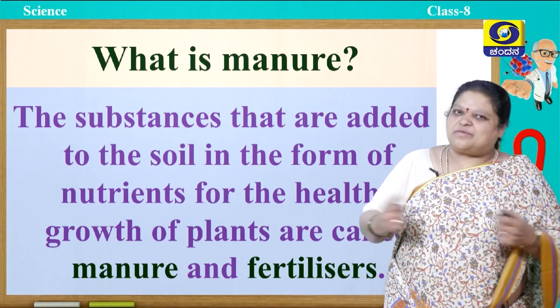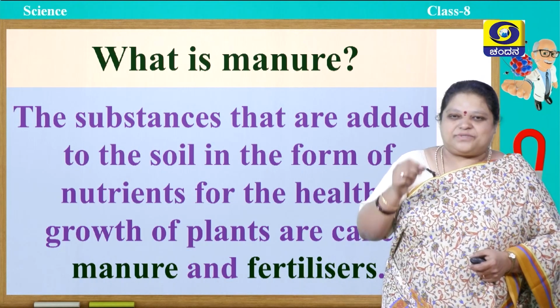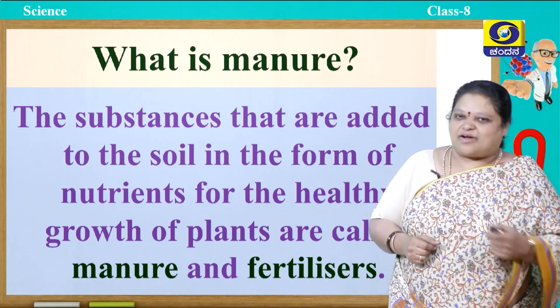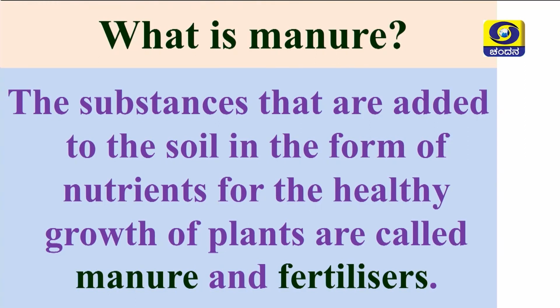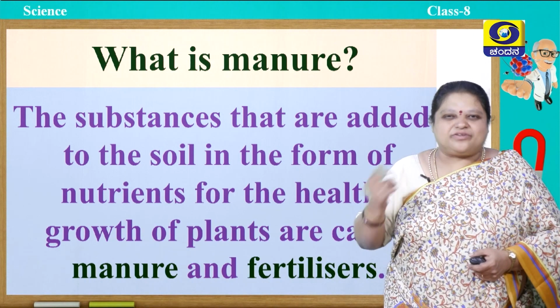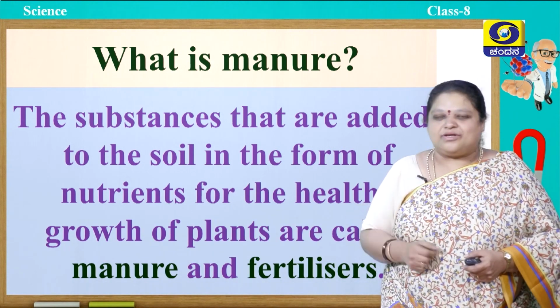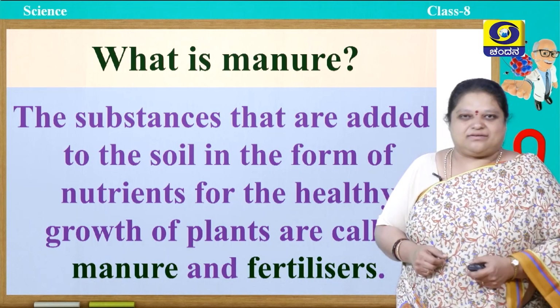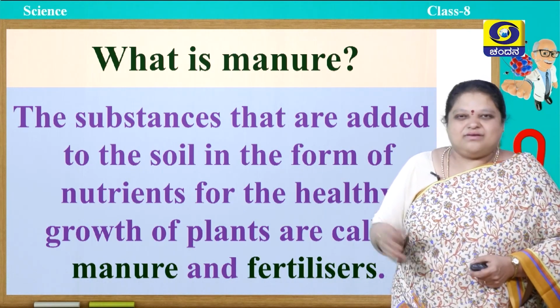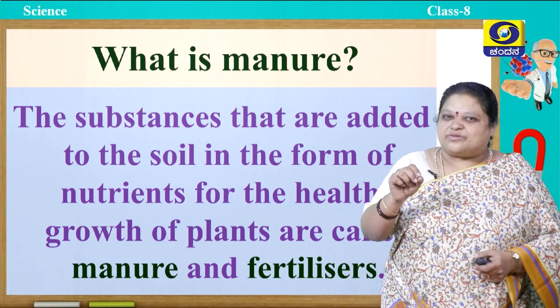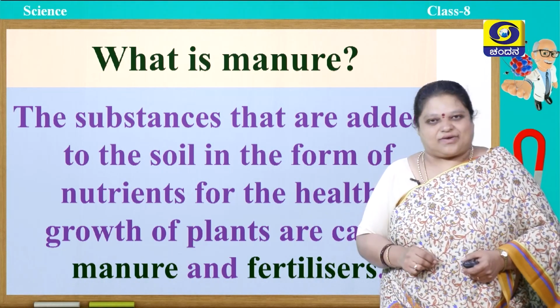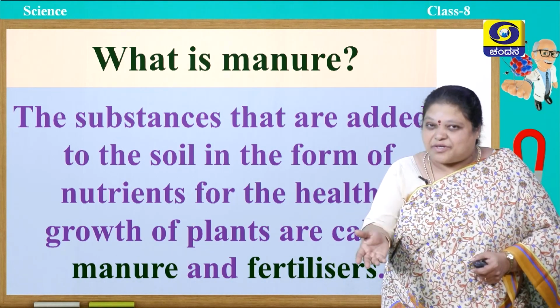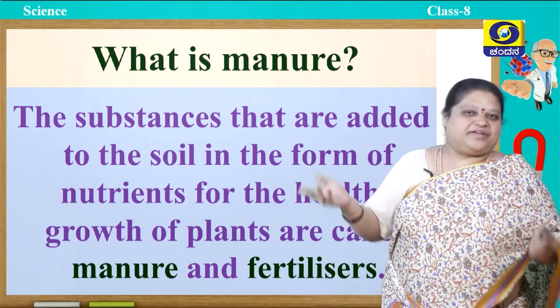So, what is a manure? The substance that is added to the soil in the form of nutrients for the healthy growth of plants. You call them manures and also fertilizers. So, providing nutrients to the soil in the form of manure, you call it manuring or fertilizing the soil. So, there are some nutrients which are very much required for the soil. If you provide these manures, the plants will grow very well.